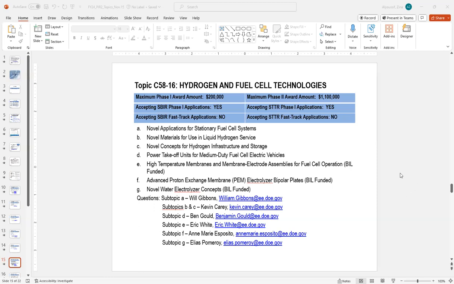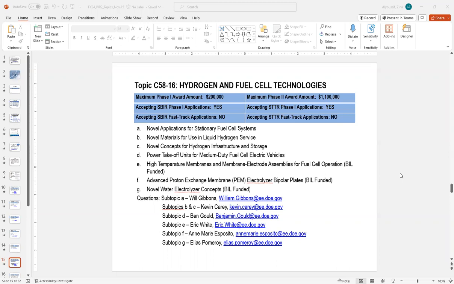We know that these technologies are going to be at a low TRL, so we expect that during phase 1, you'll be developing and/or optimizing materials, components, and cell designs on a laboratory scale to confirm your ability to efficiently split water to produce hydrogen. Thank you for your time, and I look forward to reading your proposals. Thank you.